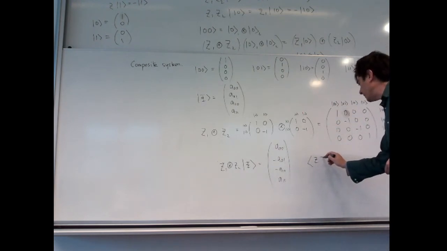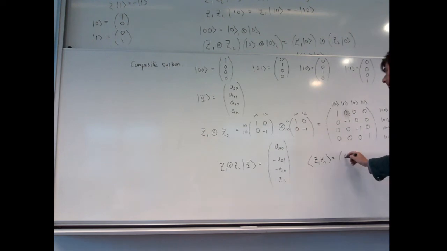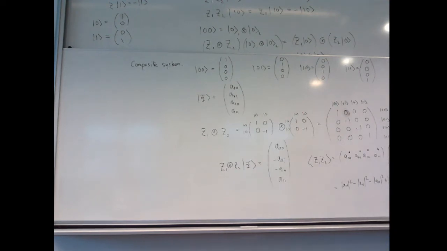And the thing that we're after is this one multiplied by the conjugate vector of that one. A00 star, A01 star, A10 star, A11 star, multiplied by A00, minus A01, minus A10. Do that matrix multiplication, and we get A00 minus A01 minus A10 plus A11. Which is of course the same answer as up here.